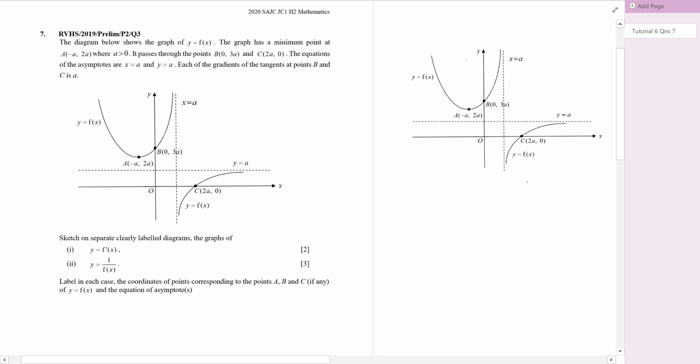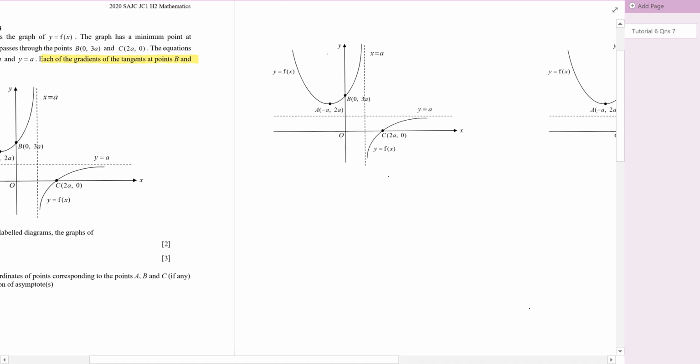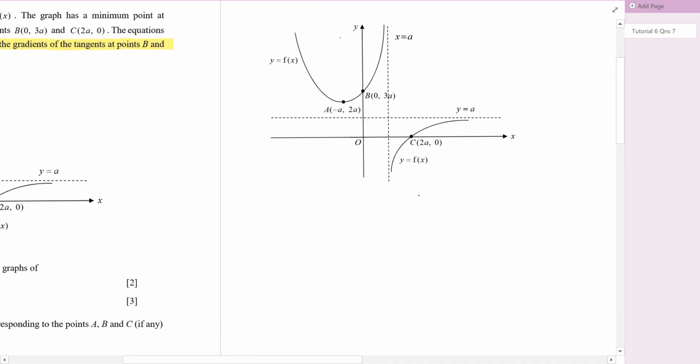Just take note that this graph has a minimum point at A, and a is a positive number. Take note as well that there is some additional information given in this question. They specifically give you the gradients at points B and C. We will see how it will be used later on. We'll first sketch the gradient graphs.